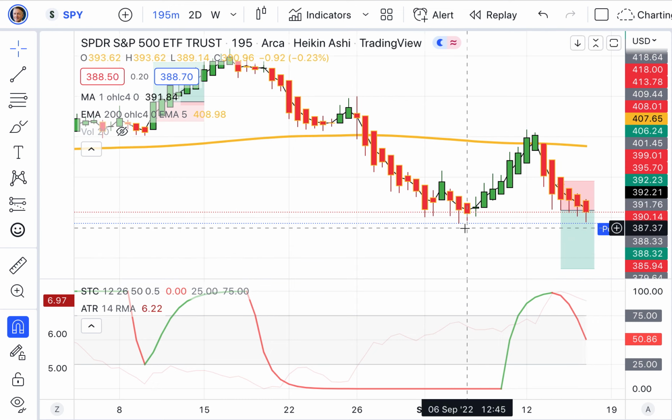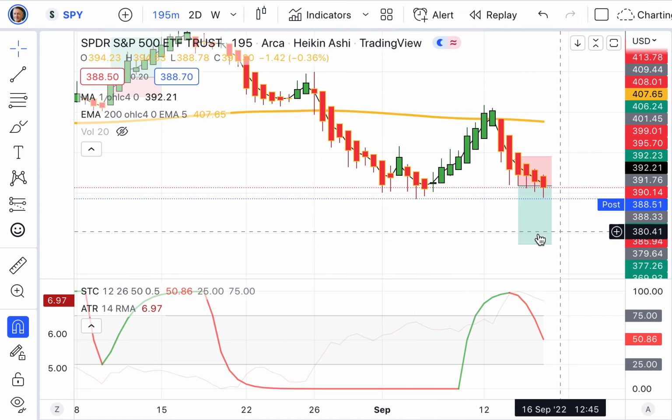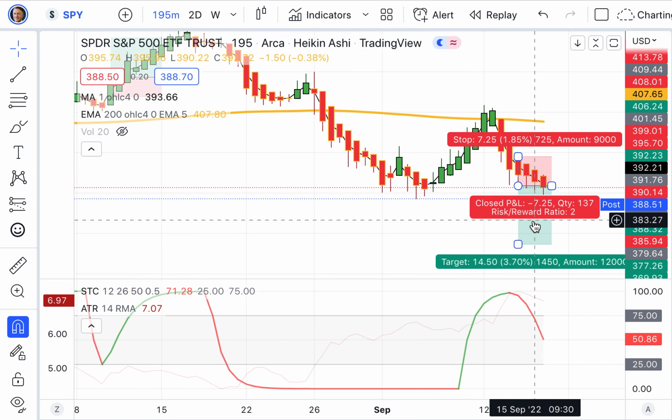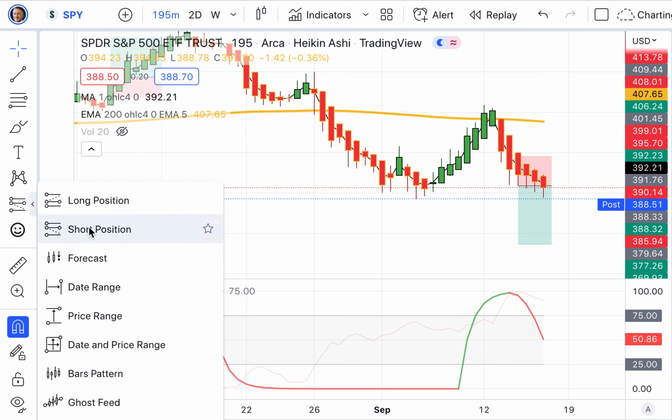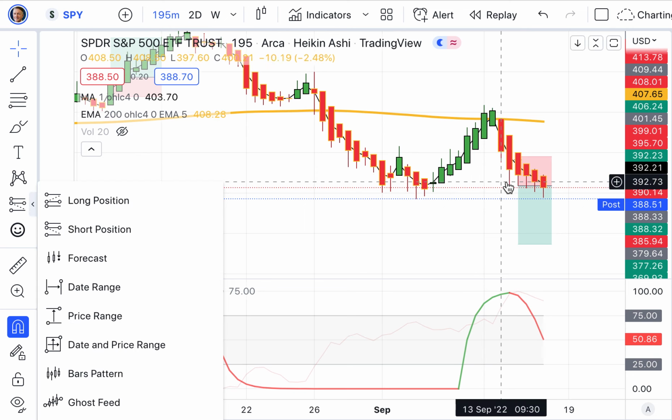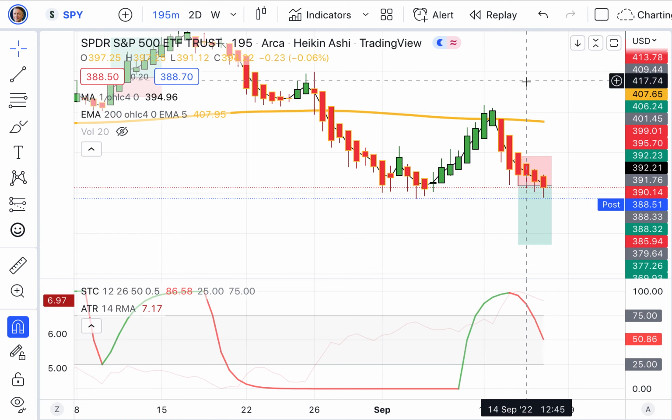We have a ways to go yet in order to hit our profit parameter at 3.70%. That's down $14.50, or 1,450 ticks as it's listed on this prediction and measurement tool. You find it over here on this side of the page. You go to the short one, it pops up on the screen, and you fill it out using your ATR.